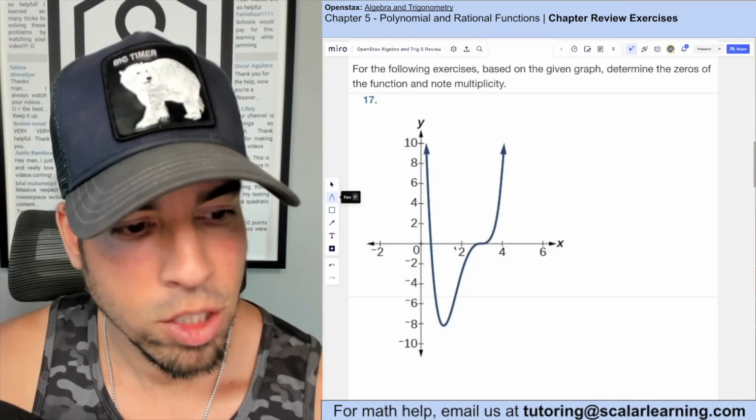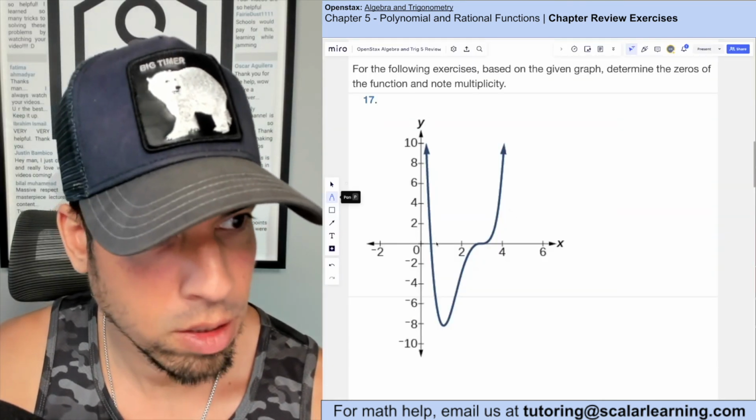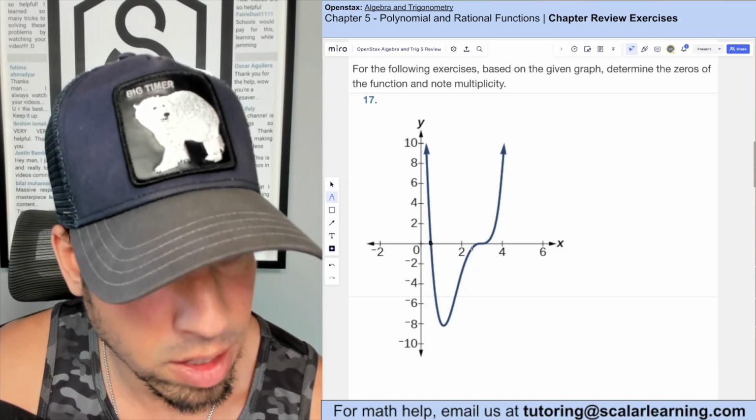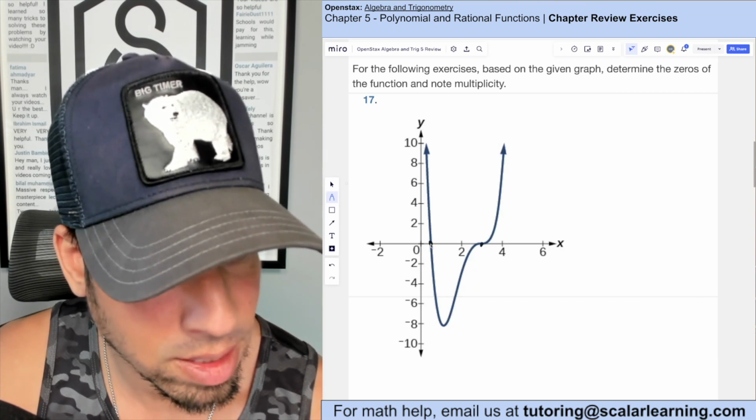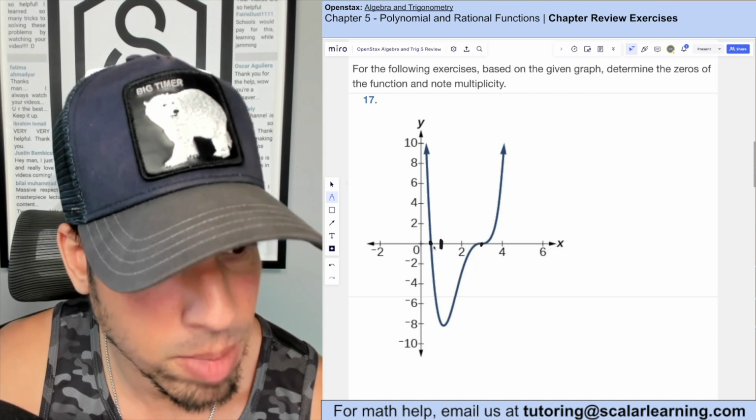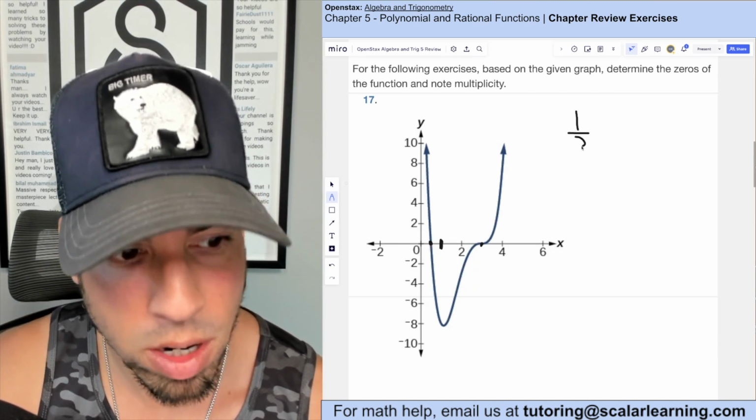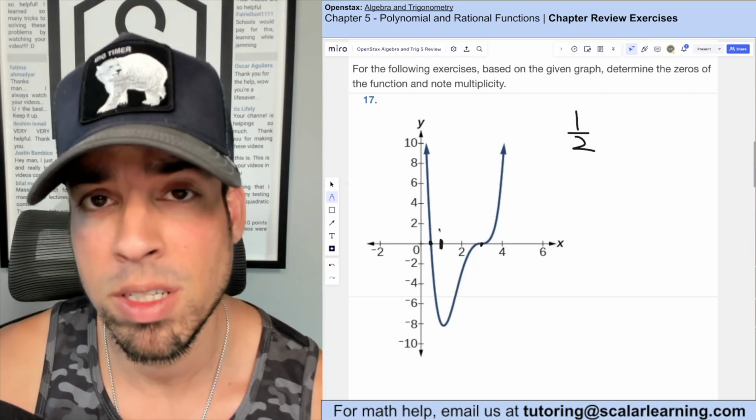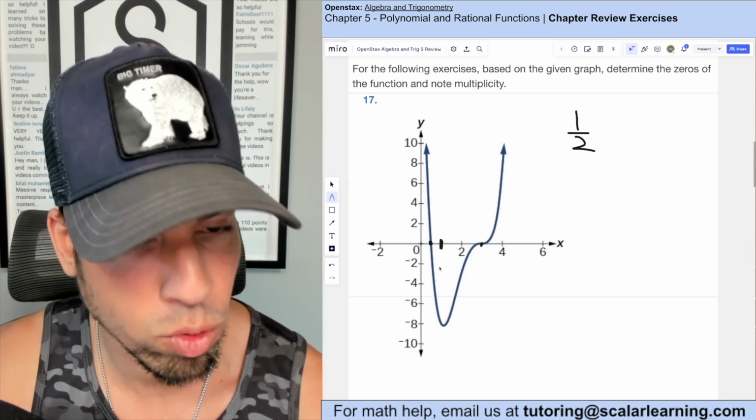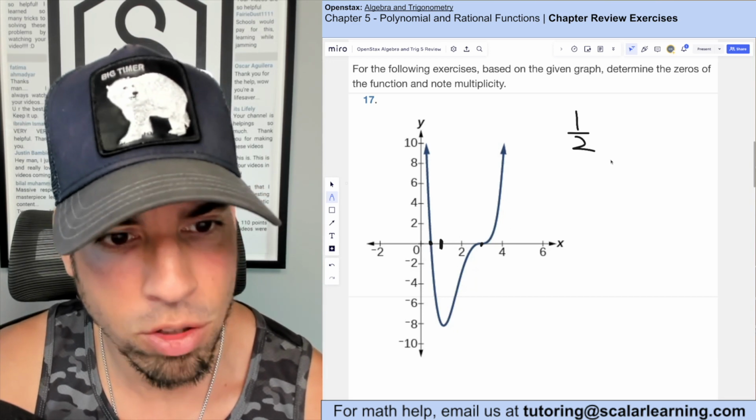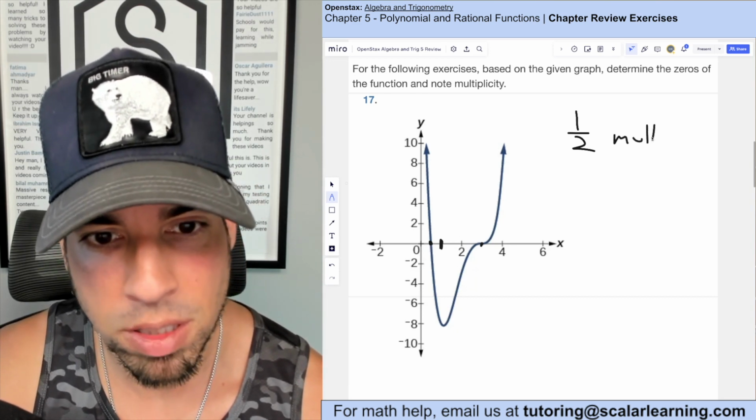Done. So for this one, we're trying to find the zeros based on the graph. So we're looking at this graph, and the zeros, again, are my x-intercepts. And it doesn't say exactly what this is, so we're going to kind of estimate. This sure looks like it's crossing through at positive 1/2. And what's the multiplicity? Well, it's going straight down through it. There doesn't seem to be any bounce or any other kind of flattening out. So I'm going to give this a multiplicity of 1.